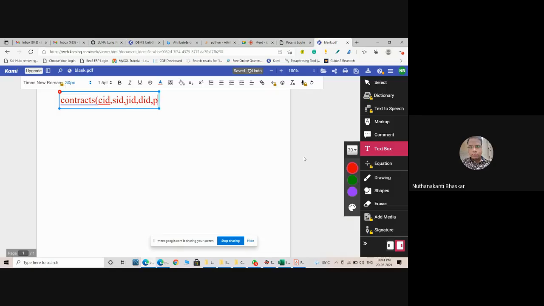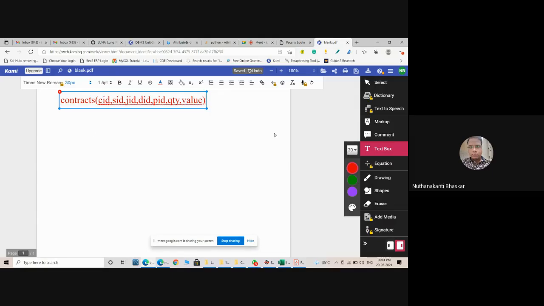Next one is the part ID. Every project has some parts: part one, part two, meaning domains, or I can say parts of the work. Then PID, then quantity, so how much quantity, and value. So these are the attributes I have taken for the relation.